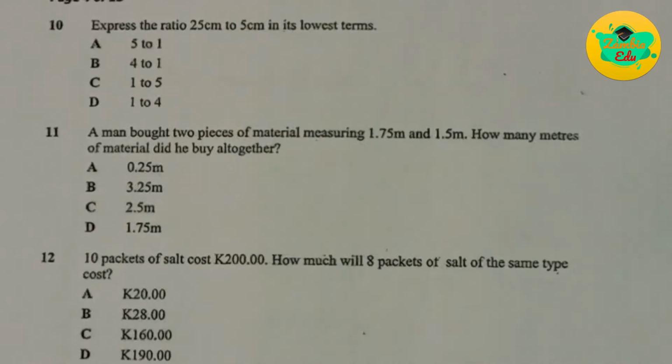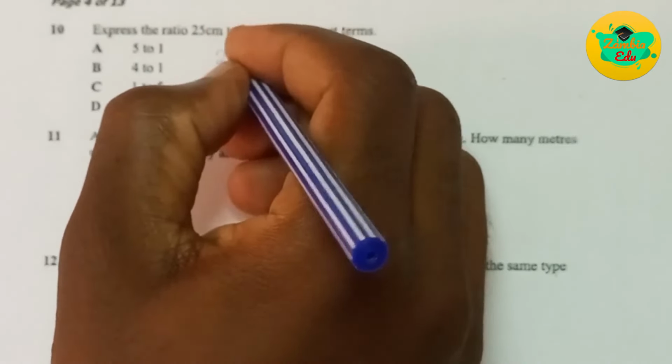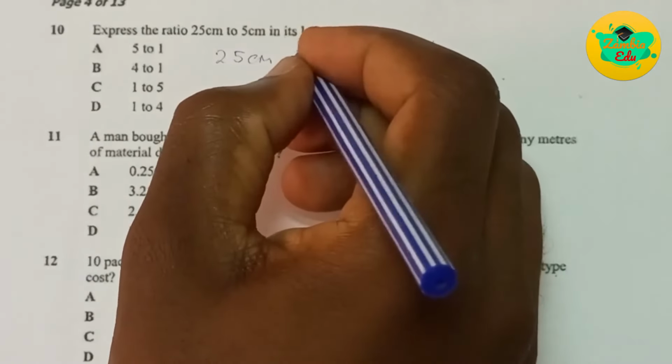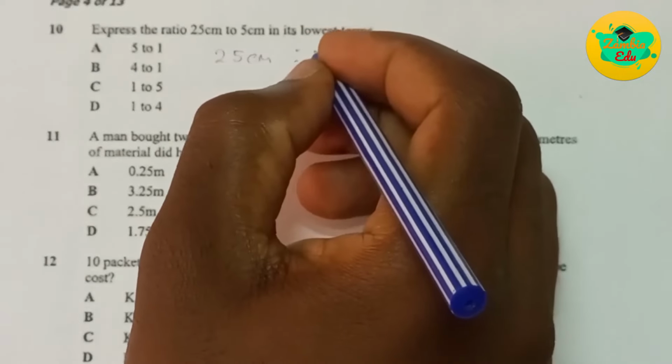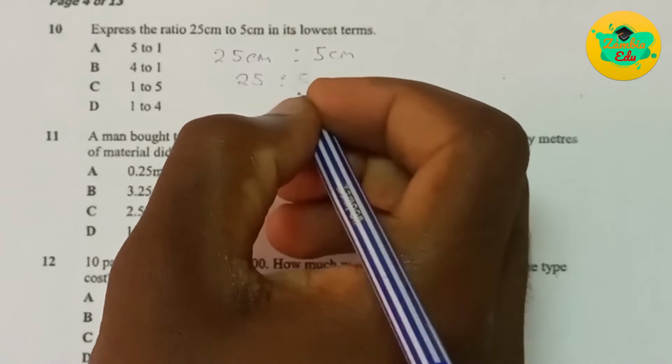Question number 10 reads, express the ratio 25 centimeters to 5 centimeters in its lowest terms. So that ratio is expressed in this way. We're going to say 25 centimeters to 5 centimeters. We can even just say 25 to 5.